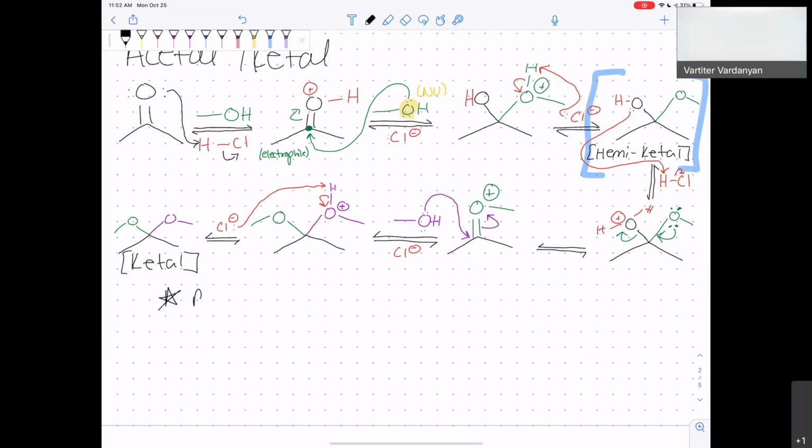If we had a base or no catalyst, we stop at the hemi. So if we had a base catalyst or we had no catalyst, we stop right here. We do not go any further.